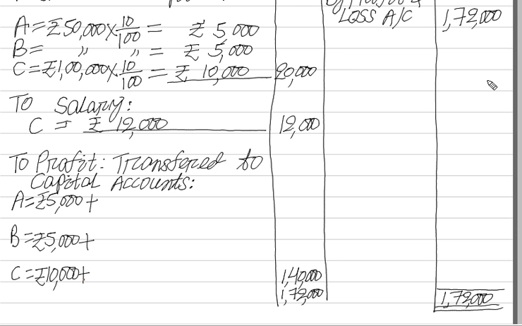Then plus, next 30,000 in the ratio of 5:3:2, that is 5/10, 3/10, 2/10. 30,000 into 5/10 is 15,000 for A. For B, 30,000 into 3/10 is 9,000. For C, 30,000 into 2/10 is 6,000.